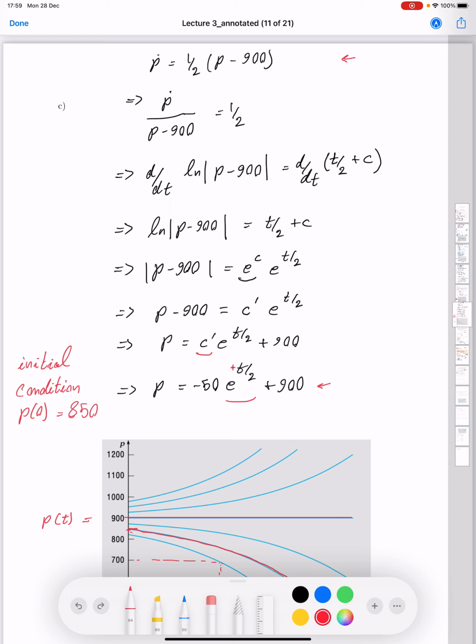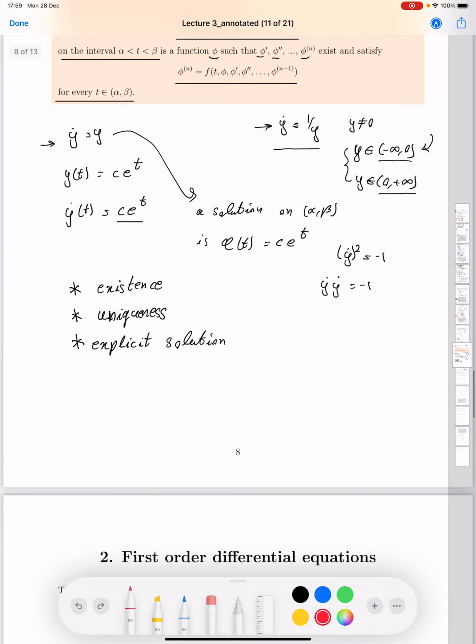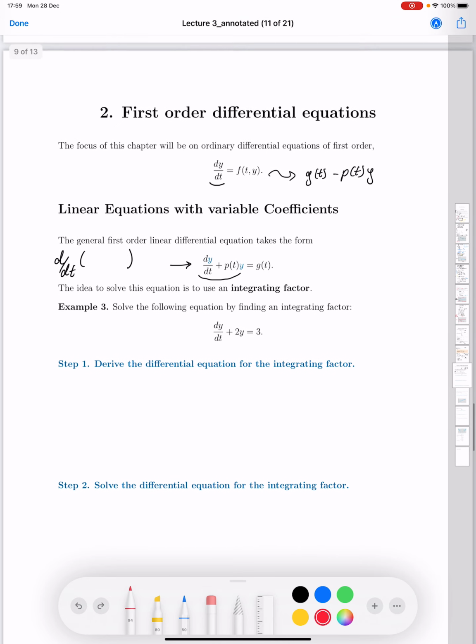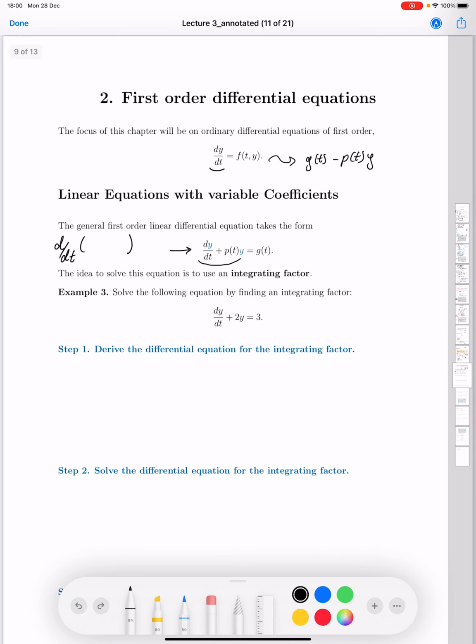We want to do something similar here. Although life is not as easy as the equation here, where we can simply say the left-hand side is an ln function. Sometimes we need to use some integrating factors, which I explain now. The idea is to multiply this equation by some integrating factor, which we denote by mu of t.